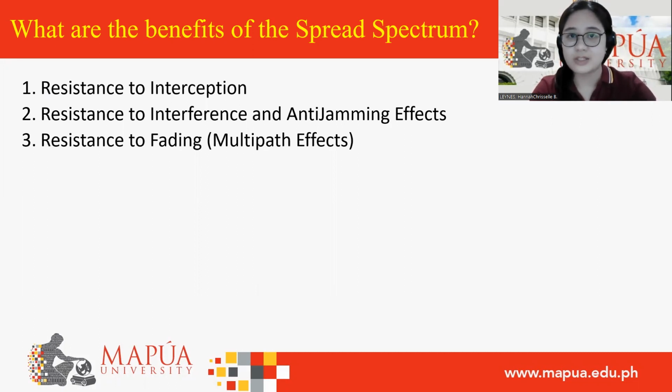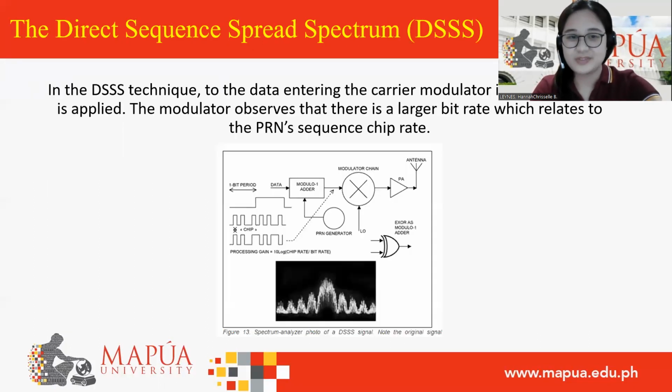So now we will be discussing DSSS and FHSS, which are the types of spread spectrum. So here, in the DSSS technique, the PRN is applied to the data entering the carrier modulator. The modulator observes that there is a larger bit rate, which relates to the PRN sequence chip rate. To produce a direct sequence modulated spread spectrum with a frequency spectrum centered at the carrier frequency, it needs a modulation of an RF carrier with a certain code sequence.